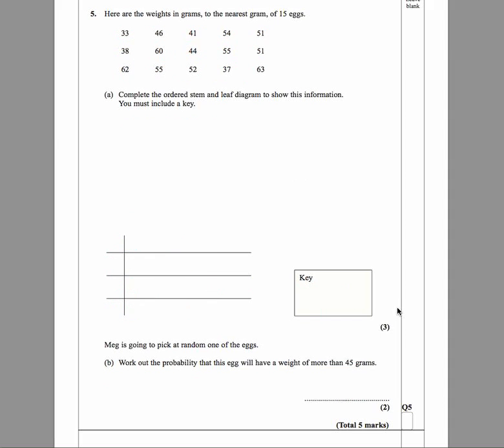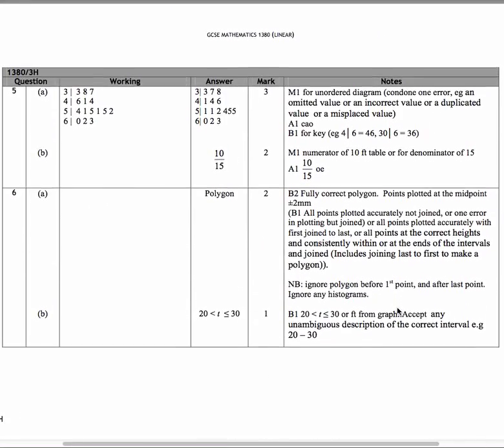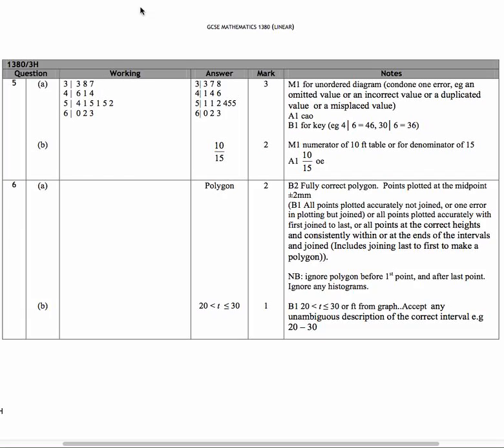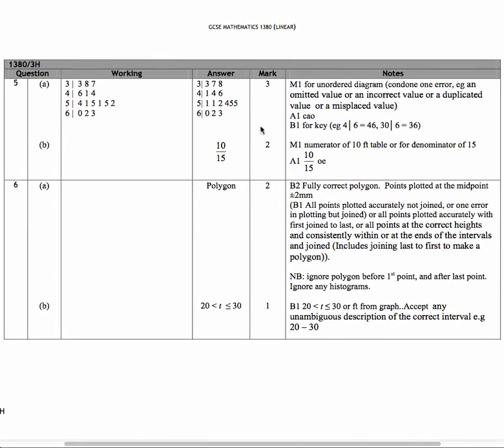Okay, let's check the notes. 387614. Yeah, that's what we got. And 10 out of 15, or equivalent. That OE means or equivalent, and that means you're allowed to have any value that is equal to 2/3 or 10/15 or 0.6 recurring. Anything like that would be fine. And again, those are the possible ways of doing your key.